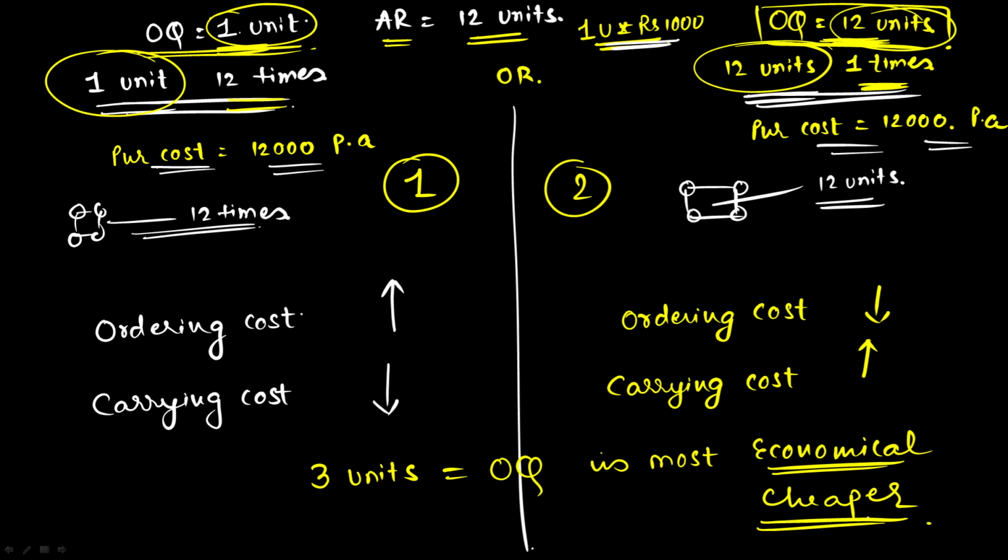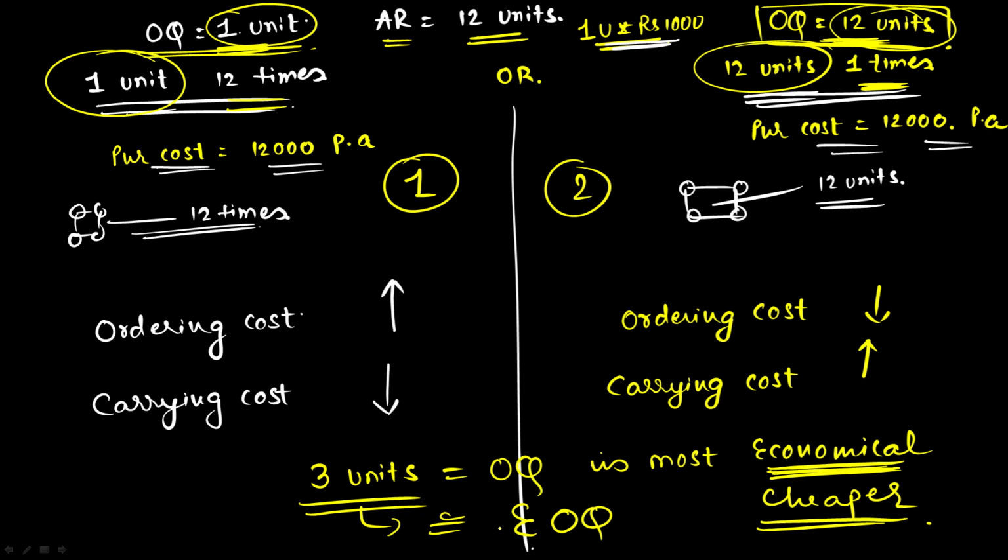Per annum you will have to purchase 12 units. If you purchase 3 units at a time in one order, your total cost will be minimum. It will be most economical. Then 3 units is what? Ordering quantity at which your cost is most economical. So 3 units will be termed as not only ordering quantity, it will be termed as EOQ, which is economical ordering quantity.